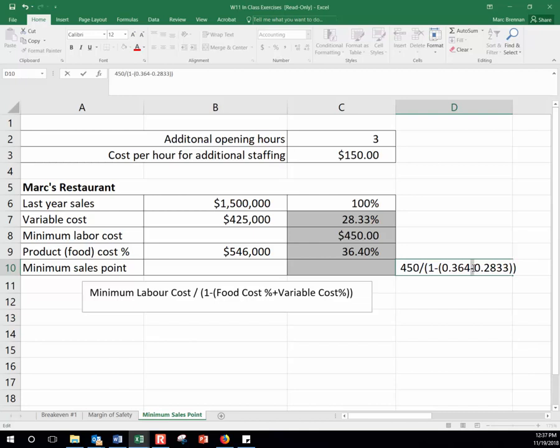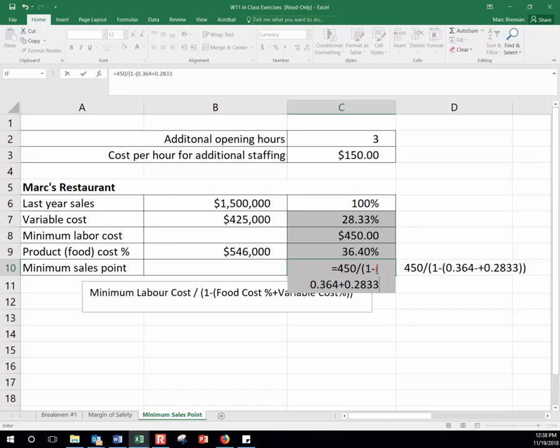But again, make sure you're using BEDMAS. First add up these two variable costs together, and then go 1 minus whatever the total is, and then go $450 divided by that answer. So if we write this out: 450 divided by, open up our brackets, 1 minus, open up a new set of brackets, 0.364 plus 0.2833, and close our brackets twice.